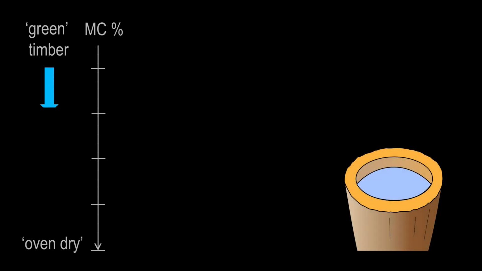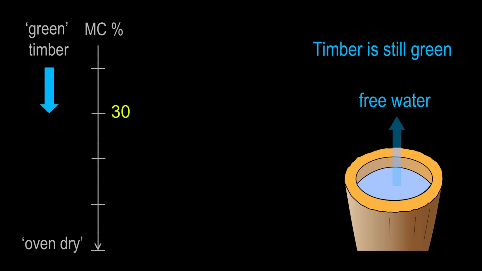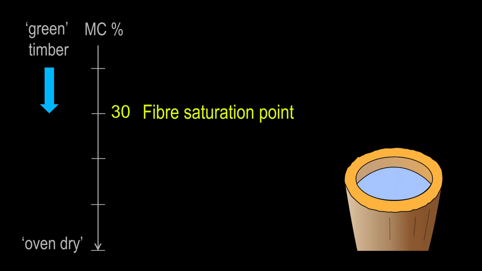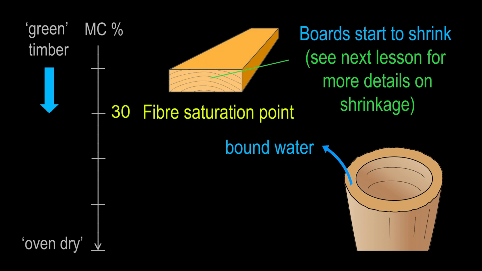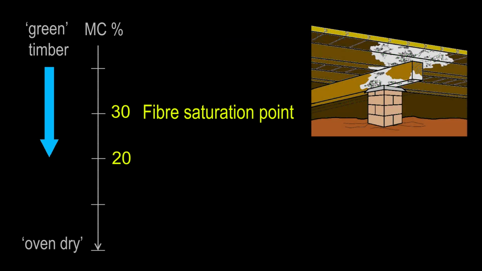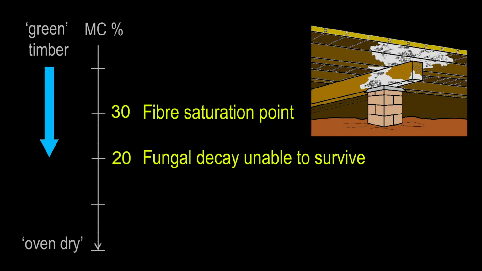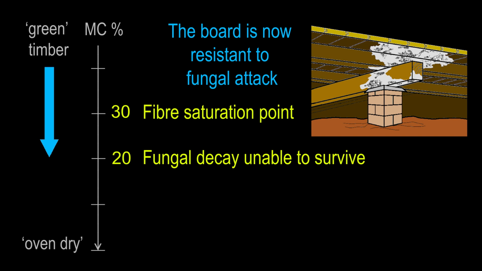Here is a brief summary of the most significant points in the drying process. At moisture content levels of above 30%, timber is still green and still losing free water from the cell cavities. At about 30% for most species, fibre saturation point is reached, where evaporation begins to occur in the bound water contained in the cells. This is the point at which boards start to shrink. At about 20%, most forms of fungal decay are no longer able to survive, which means that the board is now resistant to fungal attack.